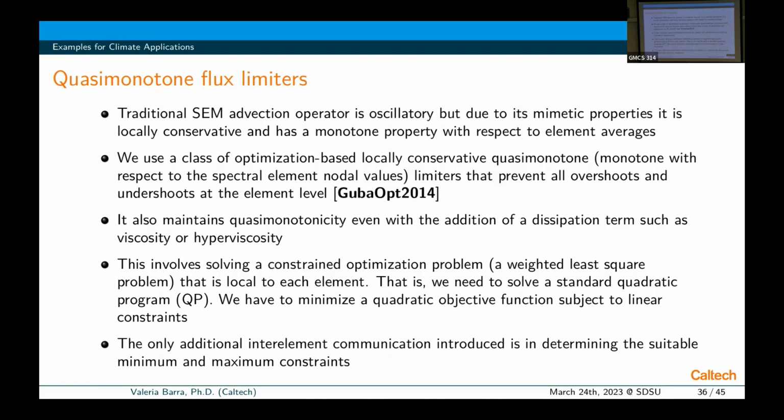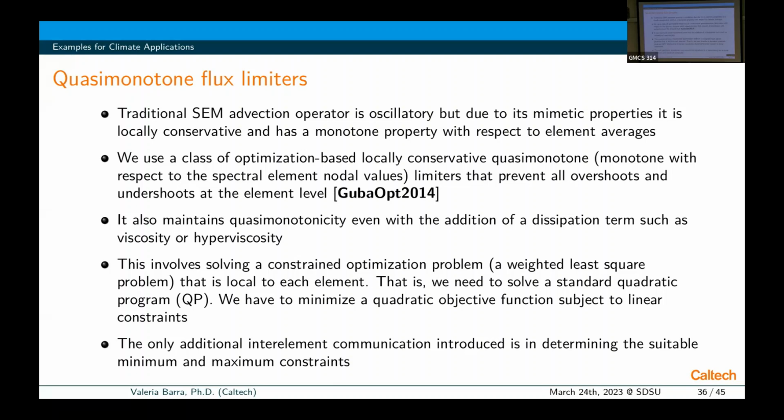So Guba and colleagues in 2014 developed this class of what are called optimization-based limiters. These are a class of conservative quasi-monotone limiters, meaning monotone with respect to the nodal values in this case. They are used to prevent undesired oscillations, so undesired overshoots and undershoots of the tracer quantity. It maintains quasi-monotonicity also if you add dissipation like viscosity or hyperviscosity to the problem.